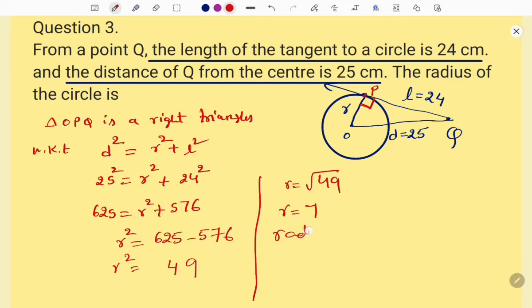So radius is how much, Nana? Radius is equal to 7 centimeters. So in that question he asked the radius only. That's why here radius is equal to 7 centimeters.